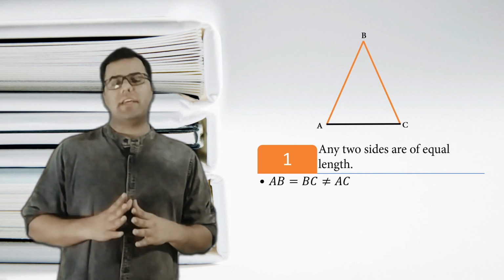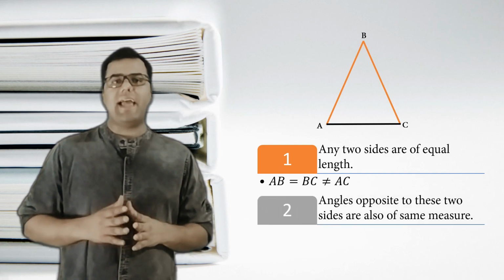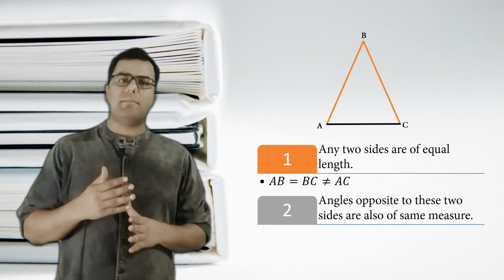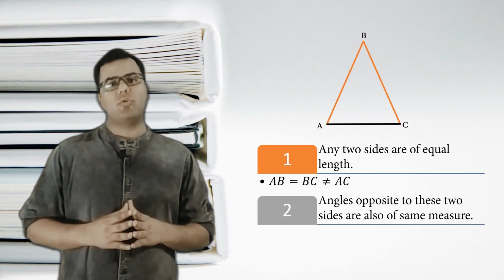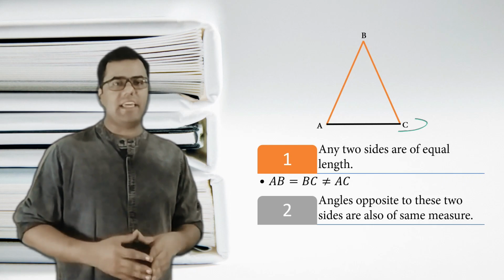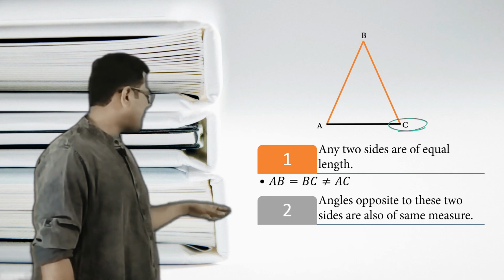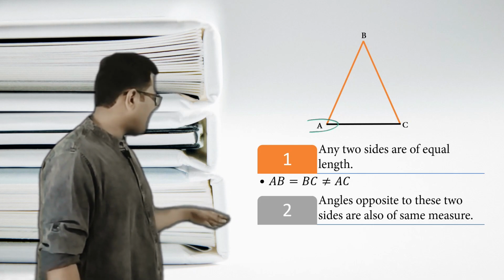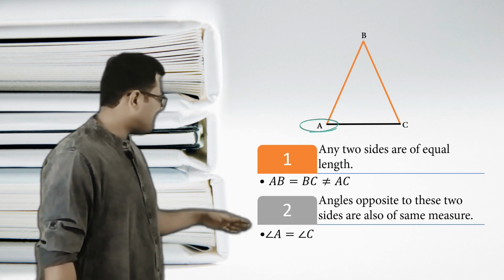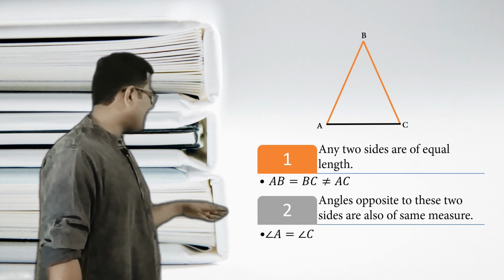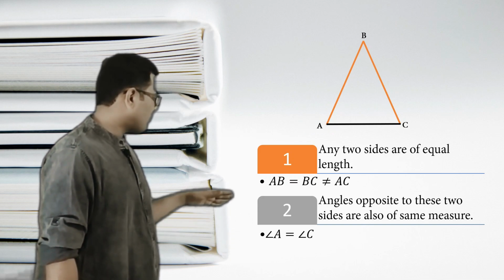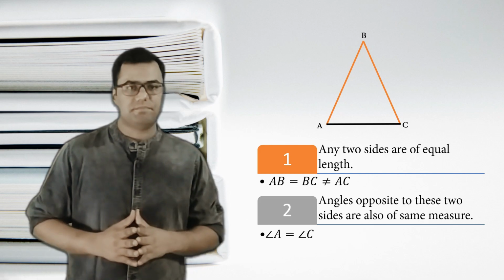Now, one more thing you need to know is that the angles opposite to these equal-length sides are also going to be the same. Hence angle C, which is opposite to side AB, and similarly angle A, which is opposite to side BC, are the same, and hence angle A equals angle C for this isosceles triangle.